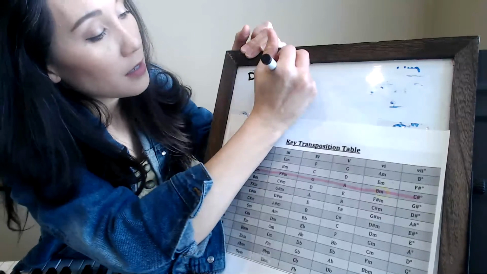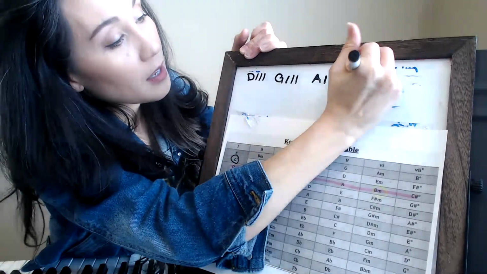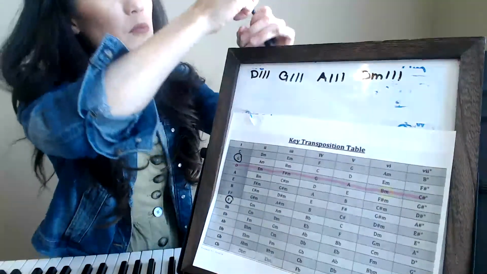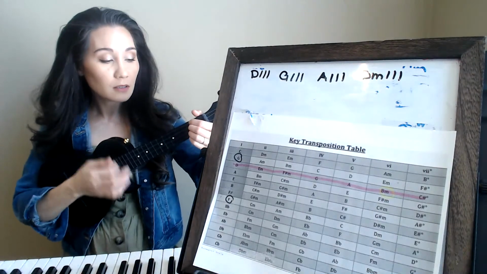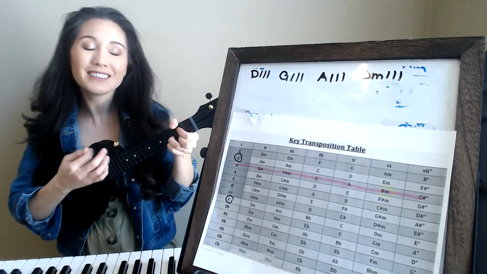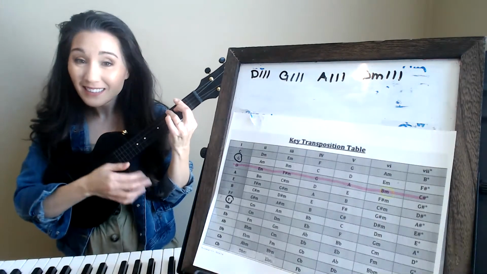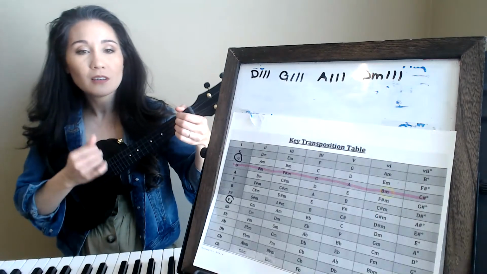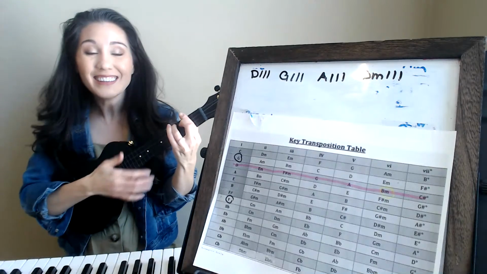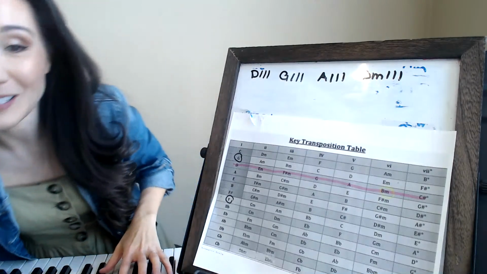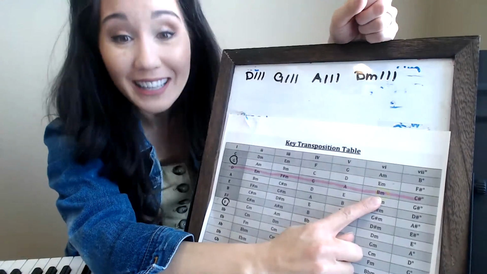D, G, A, B minor. If I were to play that in order, you'd say, hey, I hear a pop song. Yep, I just chose the 1, 4, 5, and 6 chord. That's all I did. Now, that B minor, it may be like, oh no, I don't like that chord.